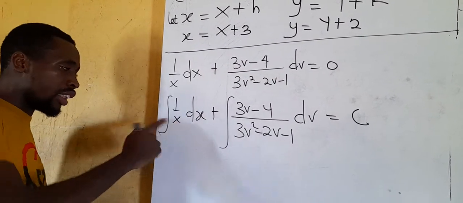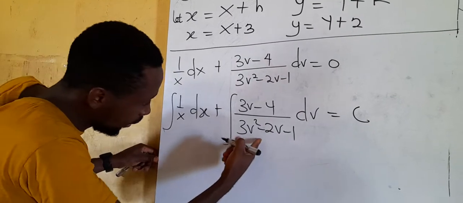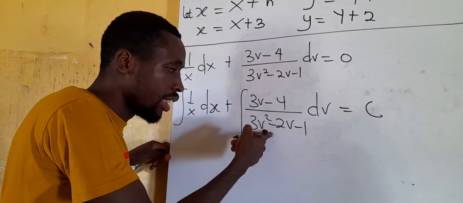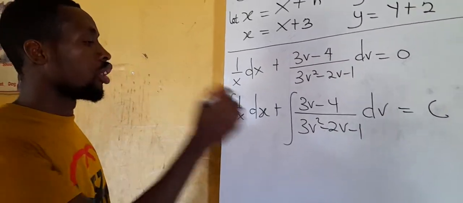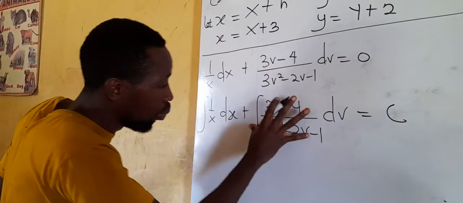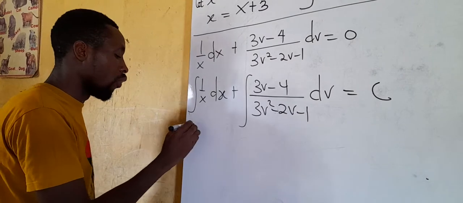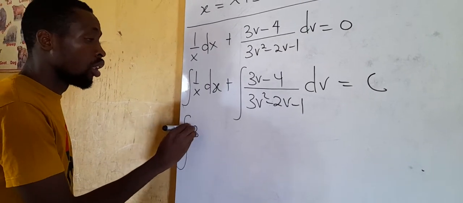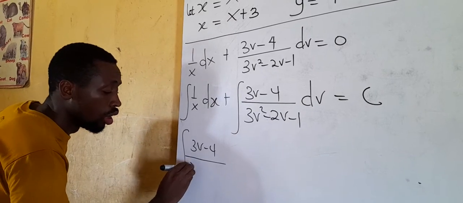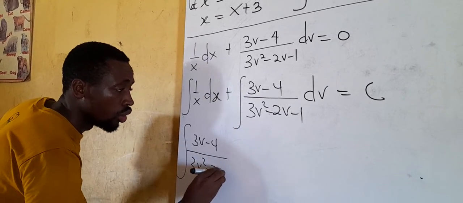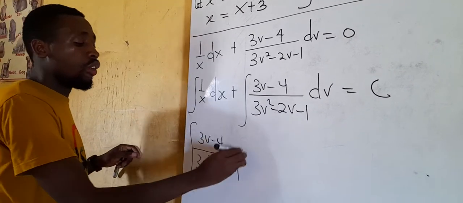Remember, the integral of this first one is simply linear. This other one is integration by resolving into partial fractions. So you need to first resolve this into partial fractions. I'll pull this out and integrate it first. So we have the integral of (3v minus 4) all over (3v squared minus 2v minus 1) dv.